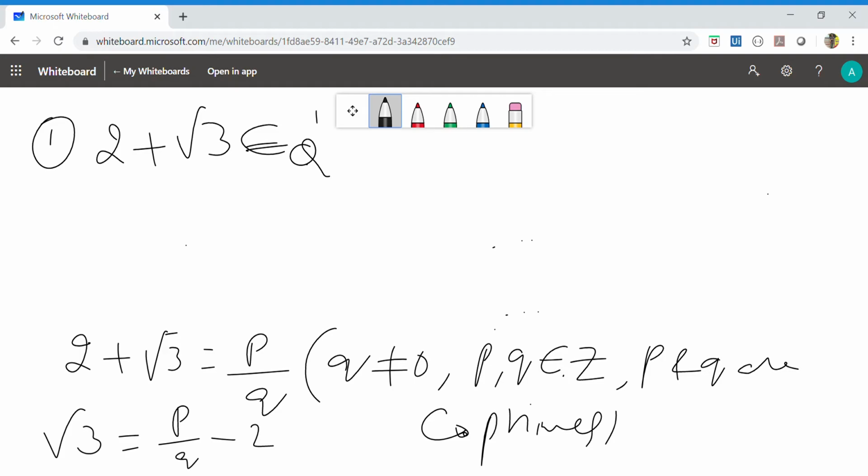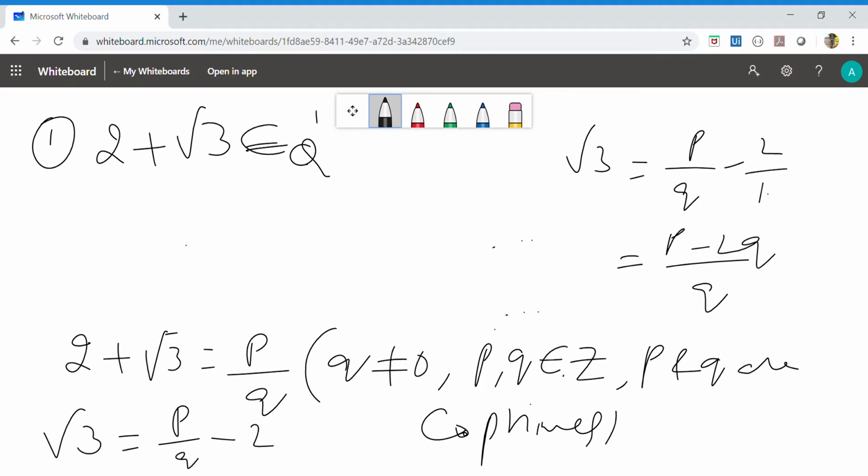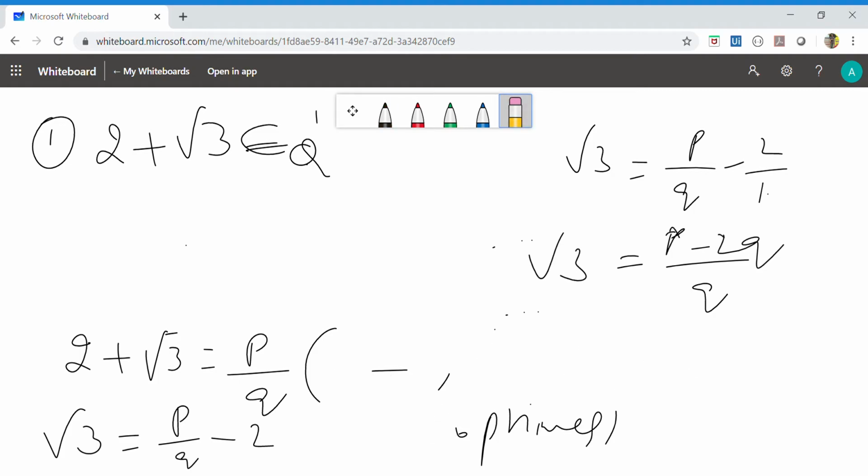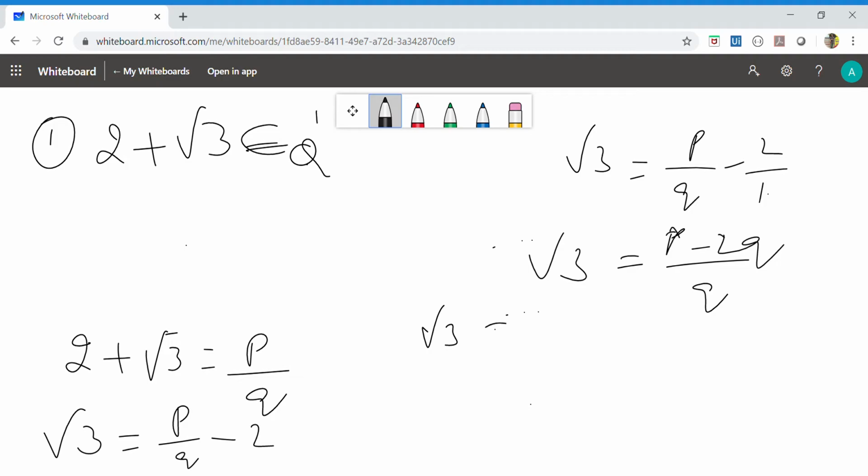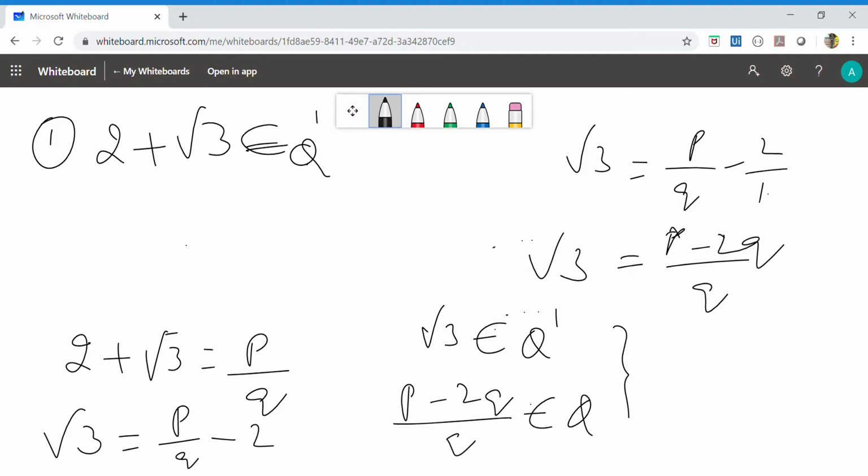P by q is a rational and 2 is a rational, and on simplification it becomes p by q minus 2 by 1, with q as the LCM, so it becomes p minus 2q by q. So everything becomes rational on the RHS. Root 3 is irrational, we know that. Root 3 belongs to irrational numbers, and p minus 2q by q belongs to rational numbers. But by our statement it is saying that both are equal.